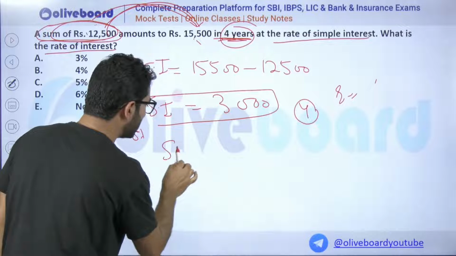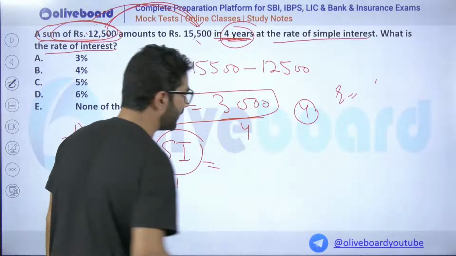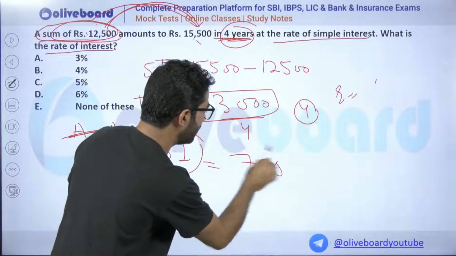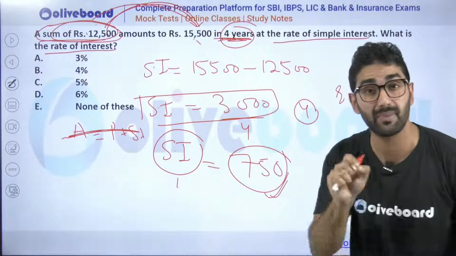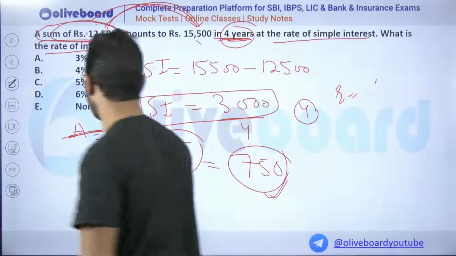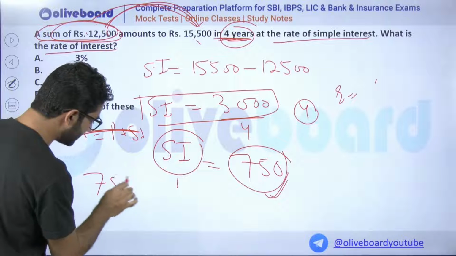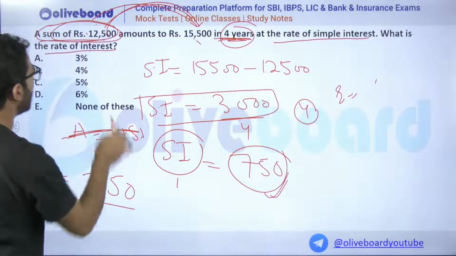If I have to calculate simple interest for 1 year, I will divide it by 4. It will be 750. You calculate this much, this is the simple interest per year. Now, what is the rate of interest, sir? Rate of interest is nothing but simple interest divided by the principal amount. Sir, the principal amount was this much, na?